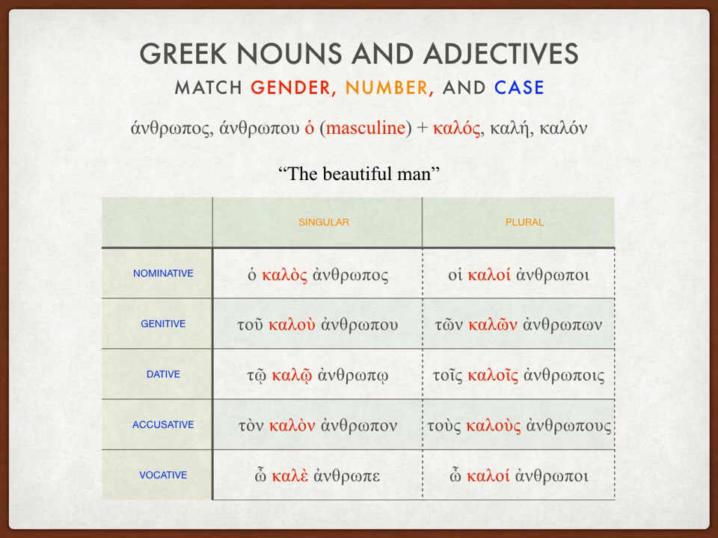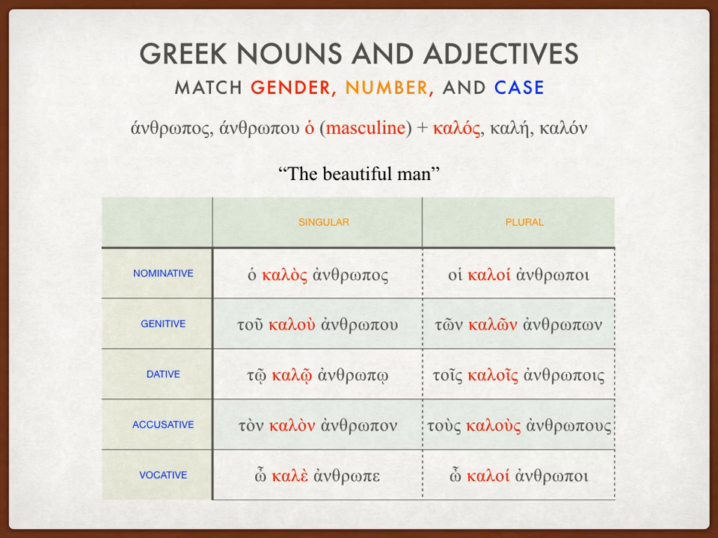I'm going to use kalos. So going through these, I'm going to say ho kalos anthropos for the beautiful man if he's my subject. Genitive tou kalou anthropou is of the beautiful man. To kalo anthropo, to or for the beautiful man. Ton kalon anthropon, the beautiful man if he's my direct object. And o kale anthrope, o beautiful man if I'm talking to him.